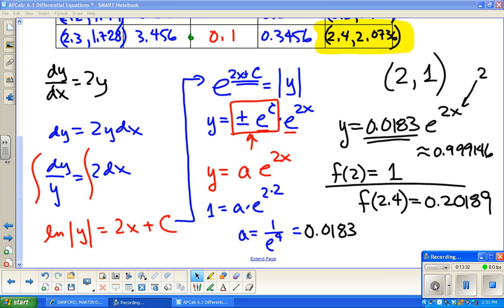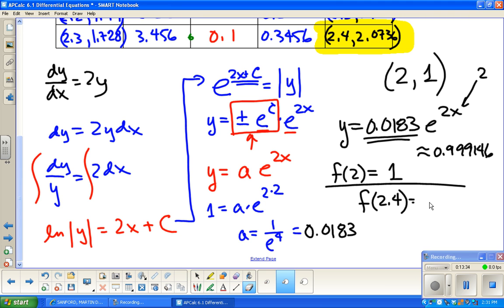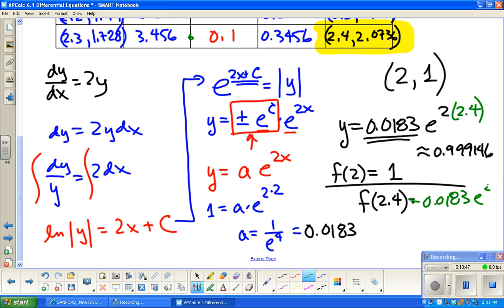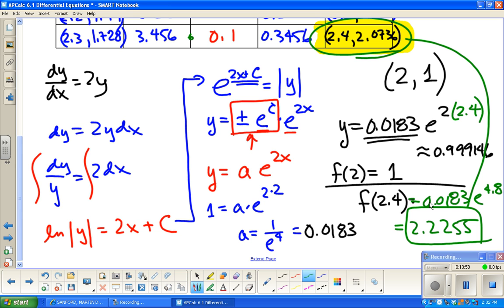All right, I got it. I typed it in wrong. This is really supposed to be, okay, so when I put in the 2.4, this is supposed to be e to the 4.8 power. Okay, so this is the 0.0183 e to the 2 times 2.4. Okay, sorry, that was a long excursion, and this ends up 2.2255. Now, what I got was this, and it's not the same, right? But do understand that it's not the same.